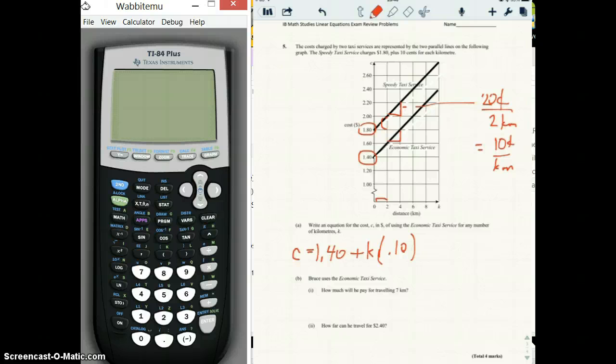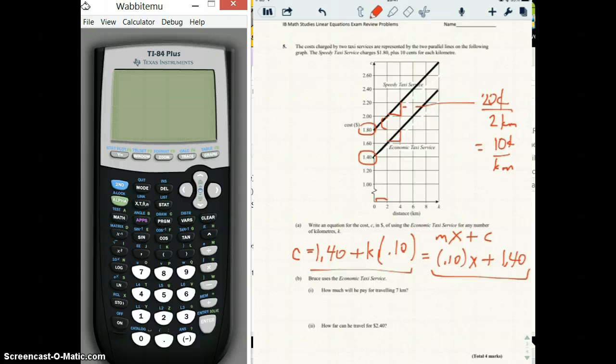Now, remember when we write the gradient intercept form, we write mx plus c. So that would be reversing these two. The 140 we would actually put last, and the 0.10 you would put instead of the m, and then you would put x plus. So that's how you would write it in mx plus c form. So that's the equation. You could either write it this way, or you could write it this way.